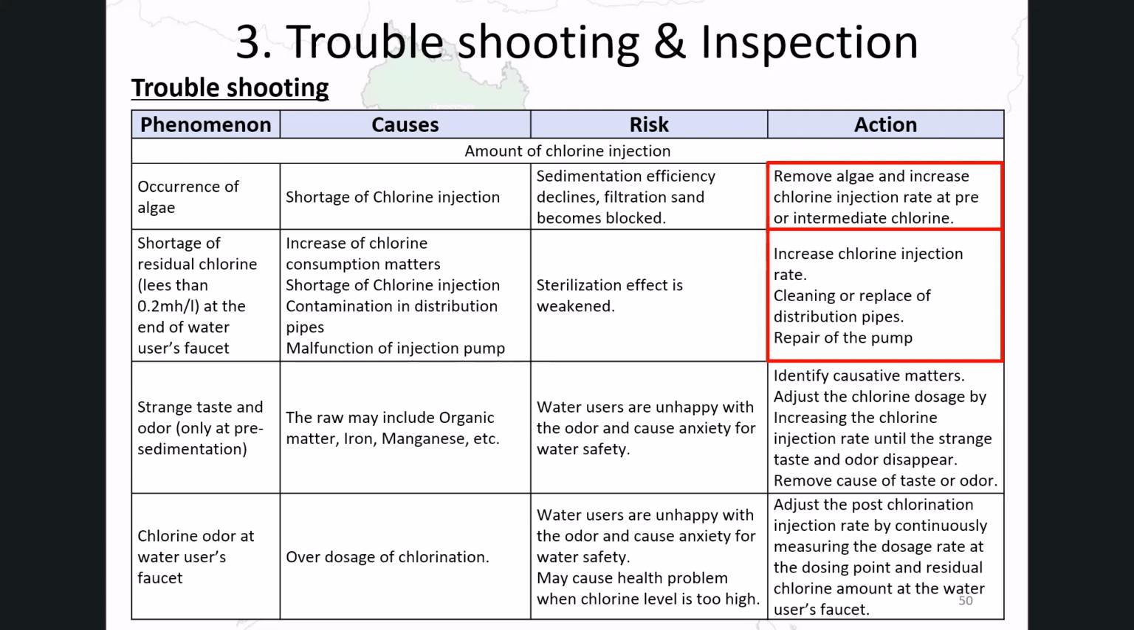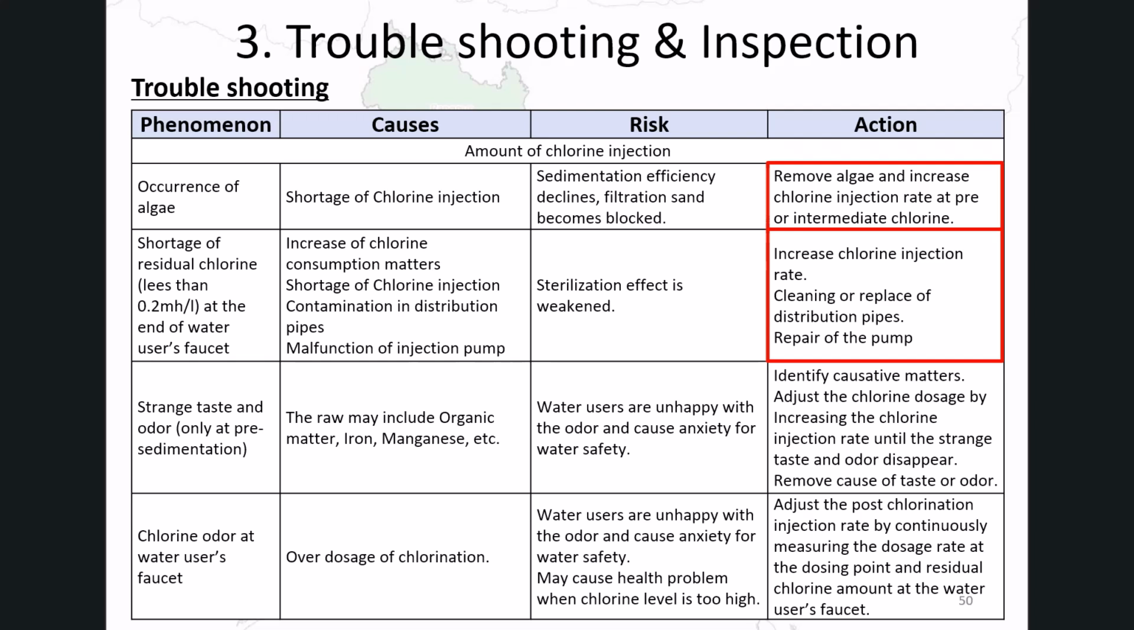How to read the table? This table is utilized when you see some specific phenomenon, so, first, check the phenomenon column to see what phenomenon is identified as a problem. Then consider the possible causes. Understand the risk if the problem continues. Finally, select the correct countermeasure.